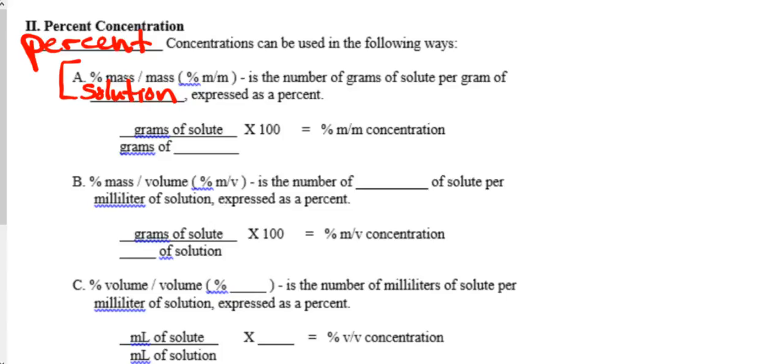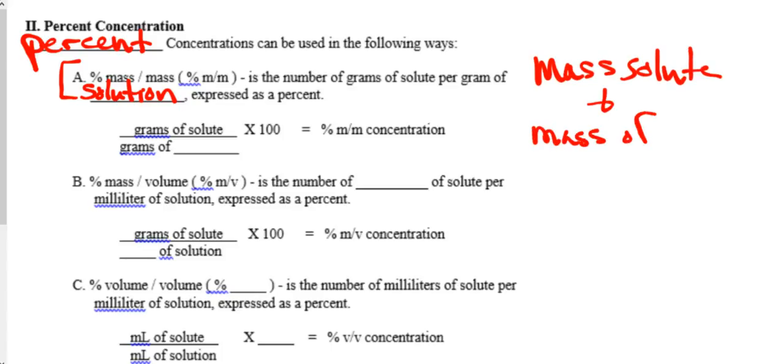Now, of the three of them, this is the only one that is a little bit tricky, because sometimes when you are given mass over mass, it gives you the mass of the solute and the mass of solvent. If it gives you those two, has it given you the mass of the solution? No, you have to add them yourself.